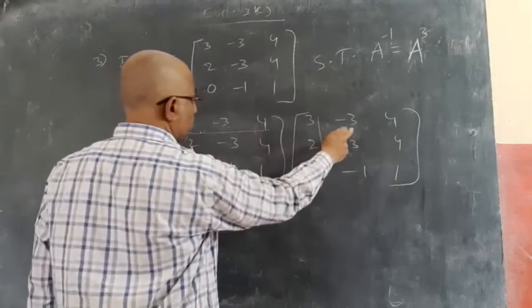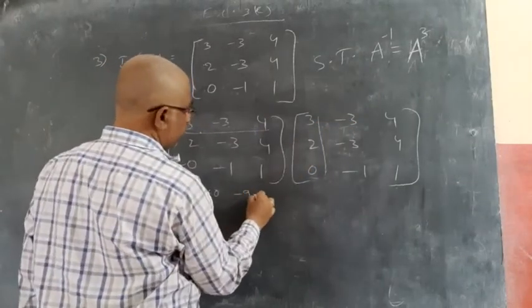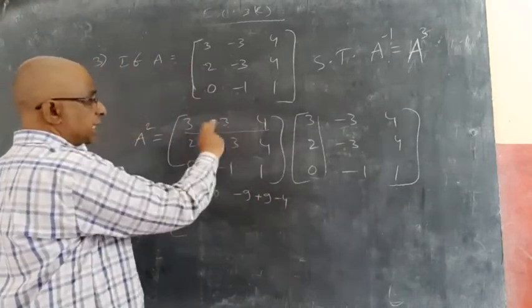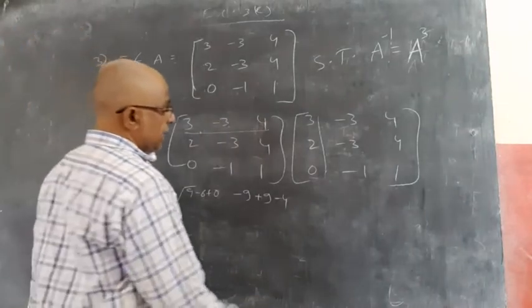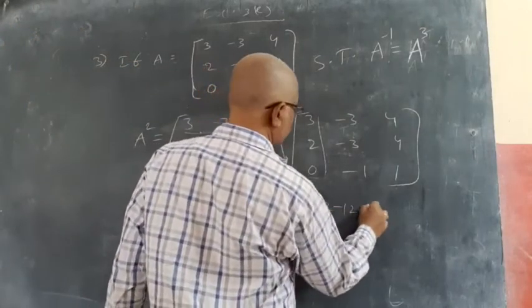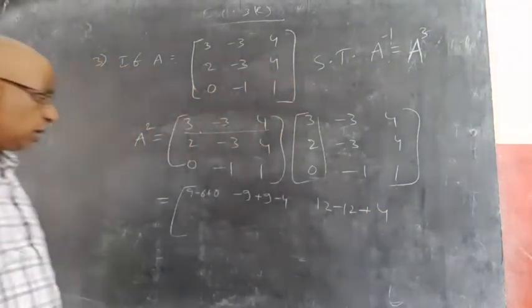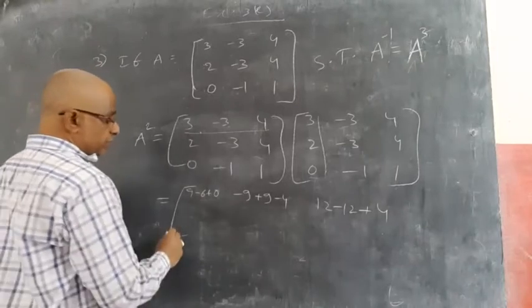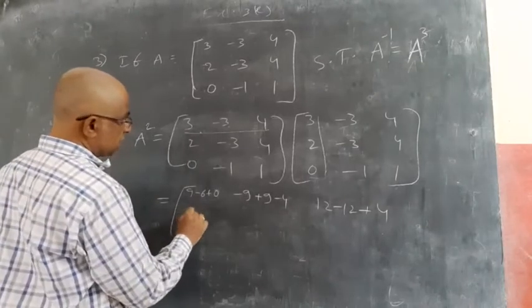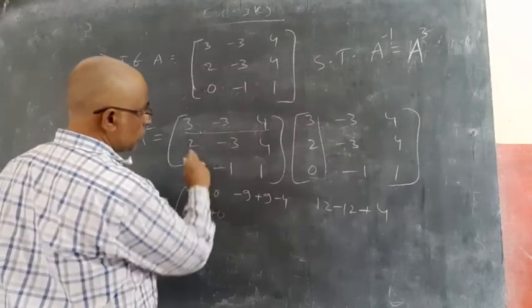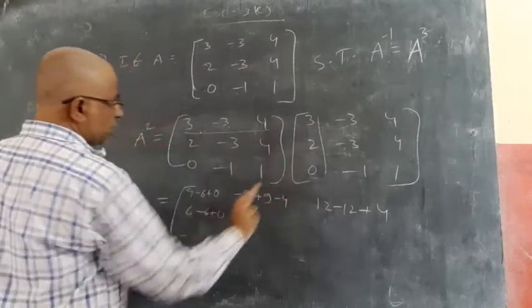So minus 9 minus 2 plus 9 minus 4. Minus 9 plus 9 minus 4. Next, first row with third column. 12 minus 12 plus 4. Next, third row, second row with first column. 3 2s are 6 minus 6 plus 0.